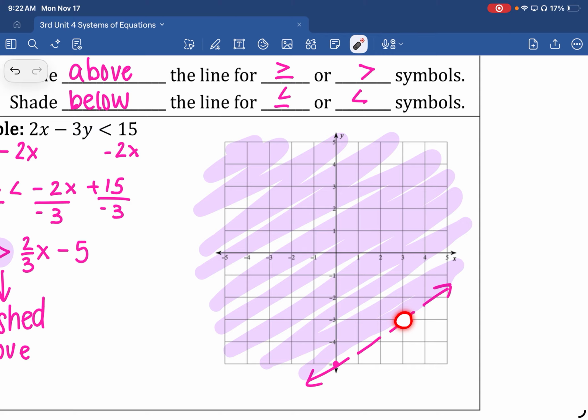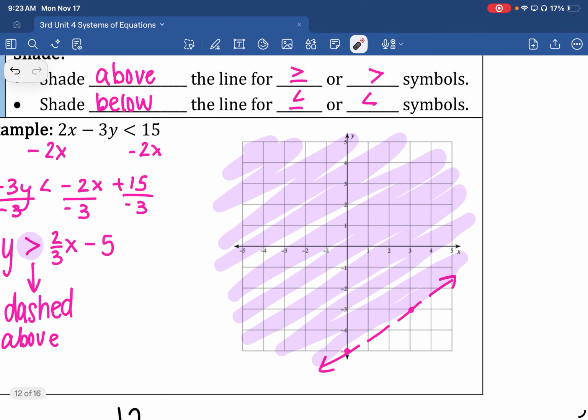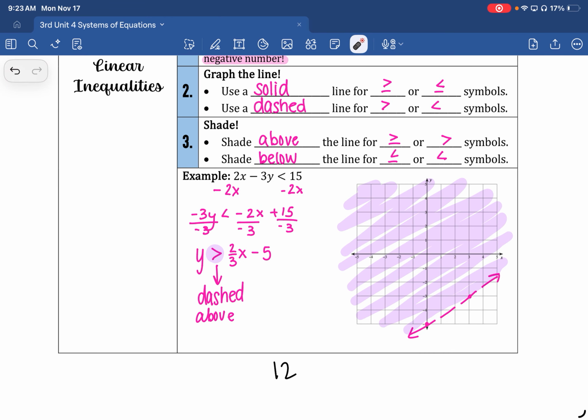No. Why is it not? Because it's not an or equal to sign. It's not an or equal to sign, so the line does not equal. Okay, that's why we make it dashed. Dashed means it can't equal. Okay. What if I did this point? Is that a solution? So to be in the solution, it has to be in the shaded region or on a solid line. Okay. Now, let's go ahead and we're going to look at a few more of these.